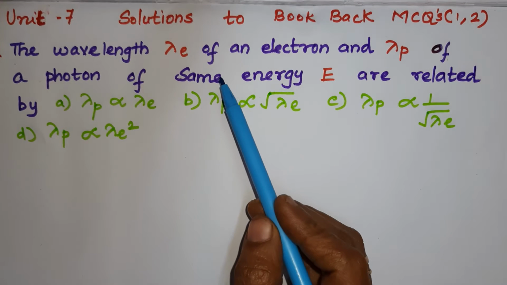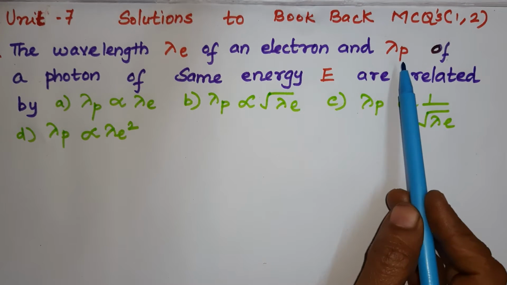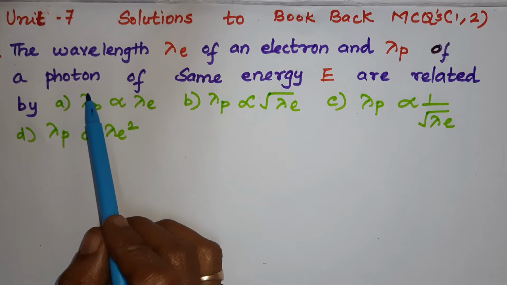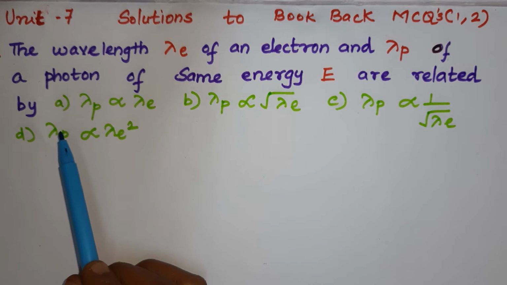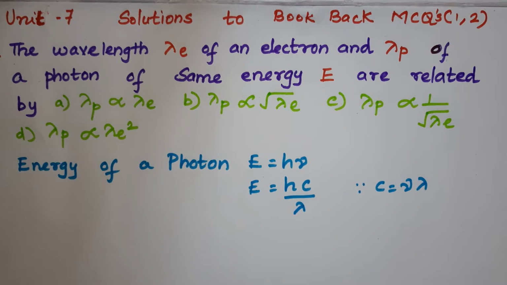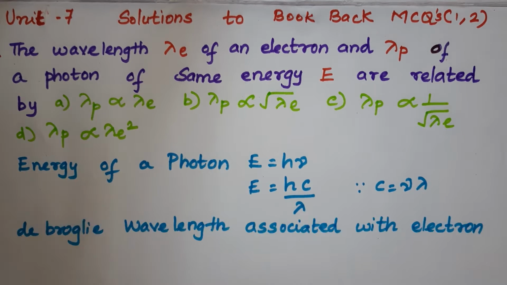The wavelength lambda E of an electron and lambda P of a photon of the same energy E are related by... The solution is: the energy of a photon E is equal to h nu. Since c is equal to nu lambda, we can write nu as c by lambda. So E is equal to hc by lambda.